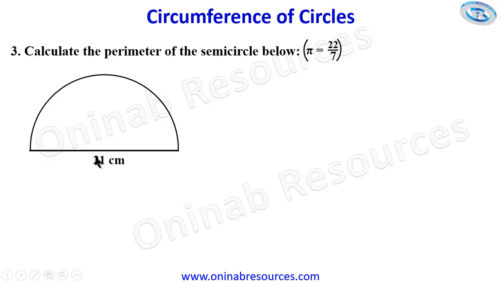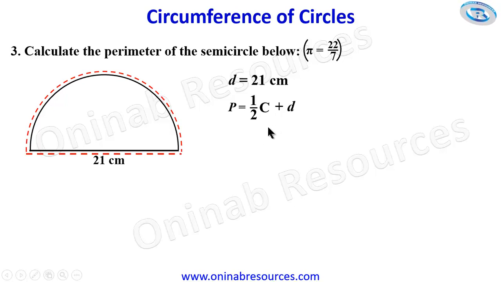This is a semicircle of diameter 21 centimeters. To calculate the perimeter, we are going to calculate the distance around the semicircle. Diameter is given to be 21 centimeters. The perimeter is going to be half of the circumference of a circle. Since from here to this place is the circumference of the semicircle, we now add the diameter. So half of the circumference of the entire circle, plus the diameter, will give us the perimeter of the semicircle.